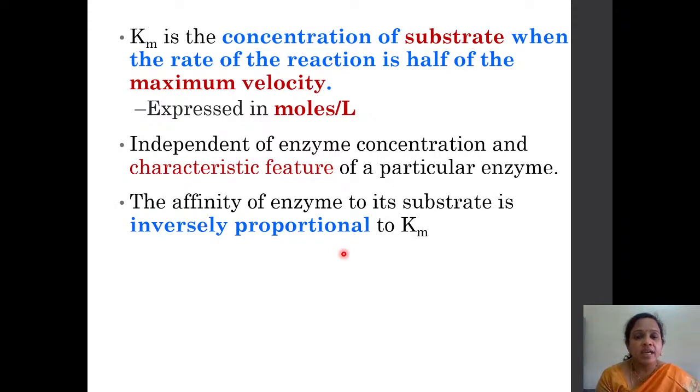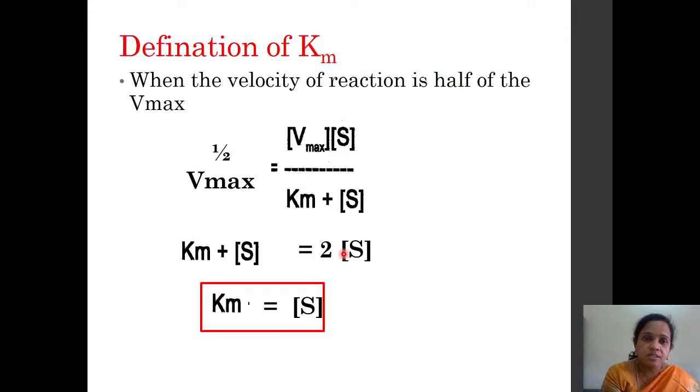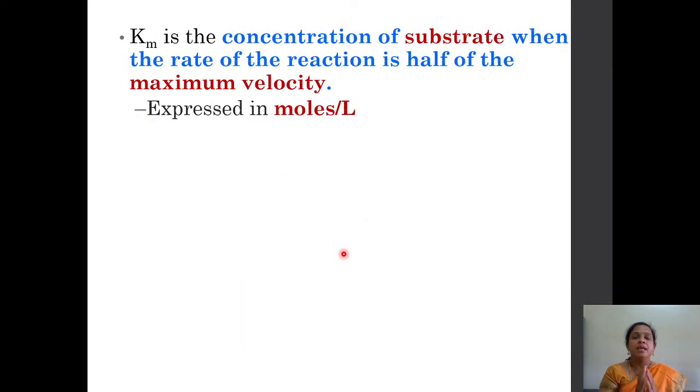And the affinity of the enzyme to a substrate is inversely proportional to the Km, because Km is equal to the substrate concentration. If the substrate concentration is very high, even when the reaction is at half of the maximum velocity, that means that the affinity of the enzyme towards that substrate is very low. So here I would like to repeat once again: after this, try to write the formula, add the substitutes and derive the formula. You will have an idea of what I mean by Km.